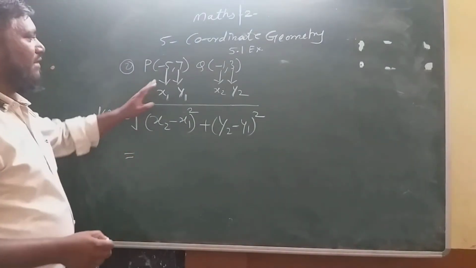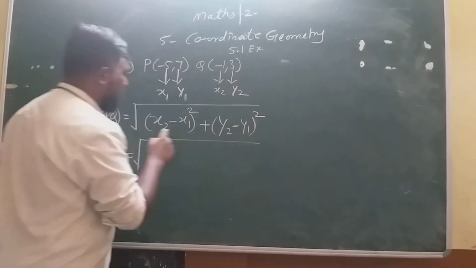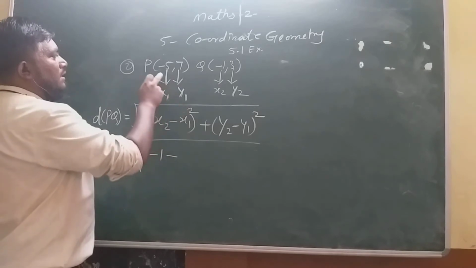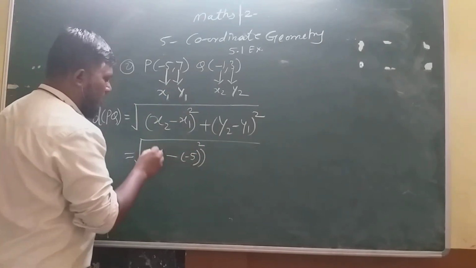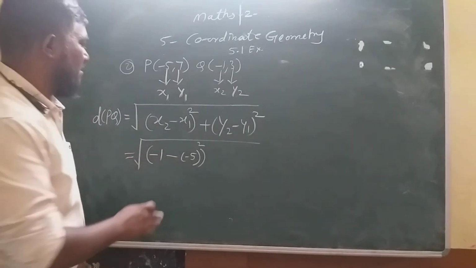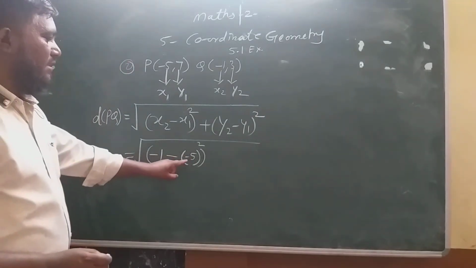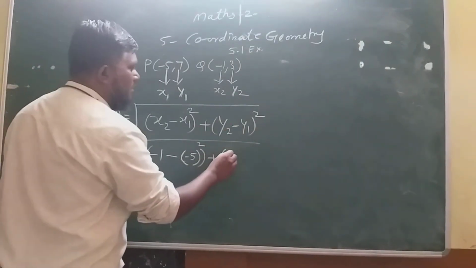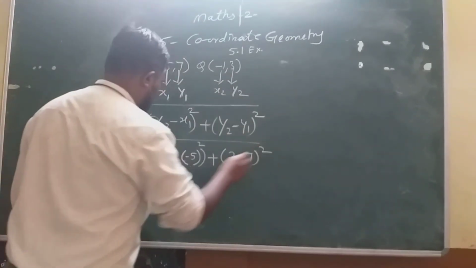Now as we have denoted, we have to substitute the values inside the formula. x2 is what? Minus 1, minus x1 is what? Minus 5. Now students have to pay attention here. 3 minus signs are coming here. 2 minus signs are in front of each other. That's why I have kept the bracket inside it. Plus y2 is what? 3, minus 7 is y1, square.